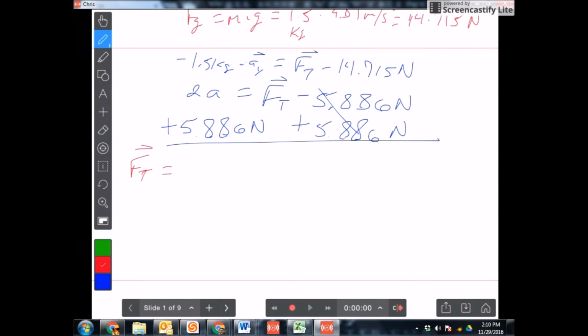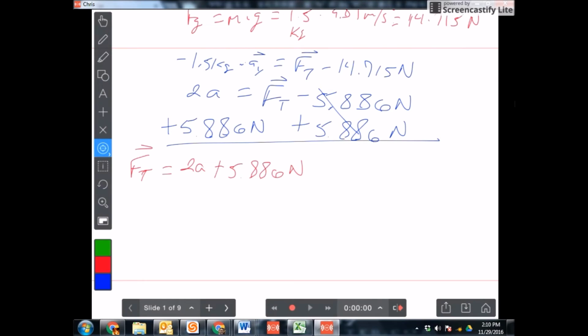So let's just add the 5.886 to the other side. Okay, so we've got the tension force is equal to 2A plus 5.886 newtons. So that means that anywhere in this other equation that we see tension force, we can substitute this stuff in its place.